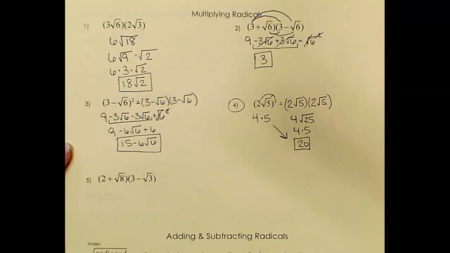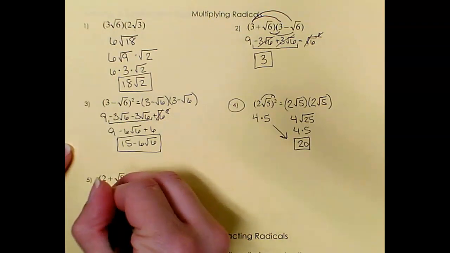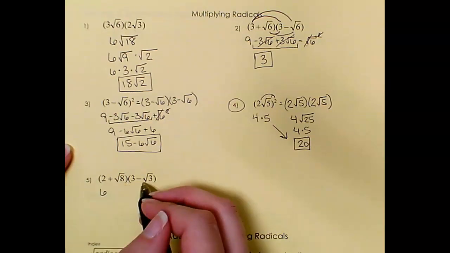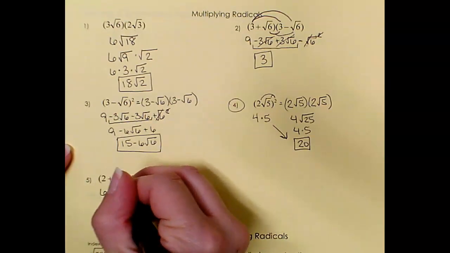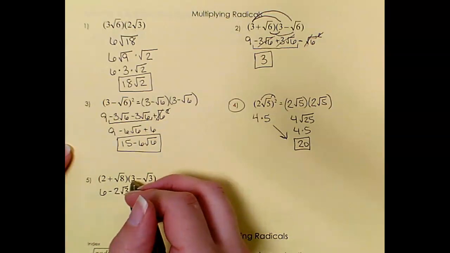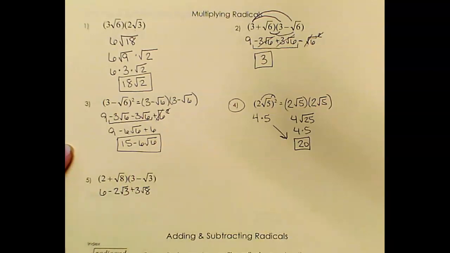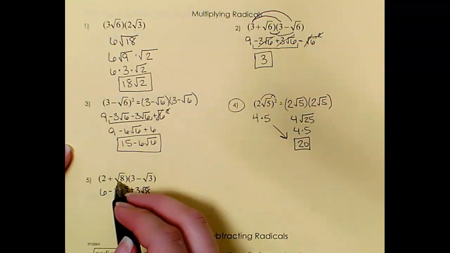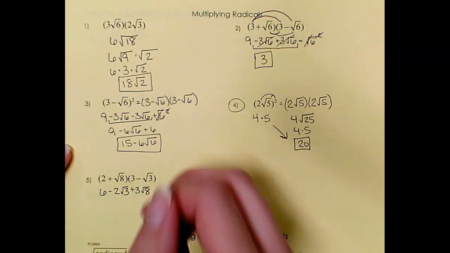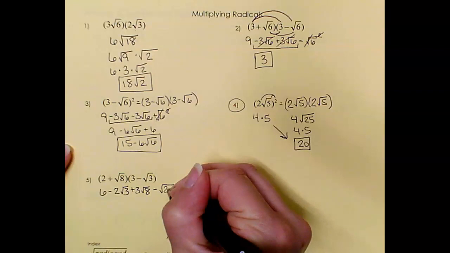So let's look at number 5. This is the last problem that we have like that here. If you FOIL, 2 times 3 is 6. 2 times negative square roots of 3 is minus 2 square roots of 3. 3 times the square root of 8 is 3 square roots of 8. And the square root of 8 times the negative square root of 3 is the negative square root of 8 times 3, which is 24.